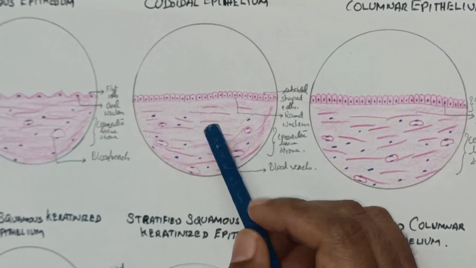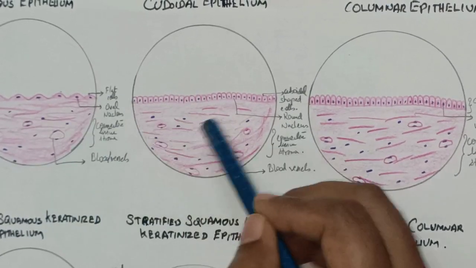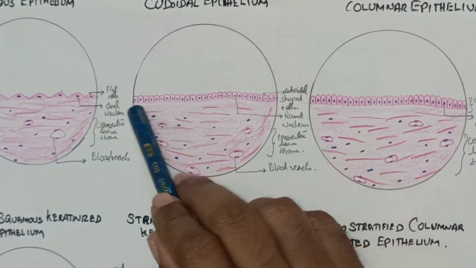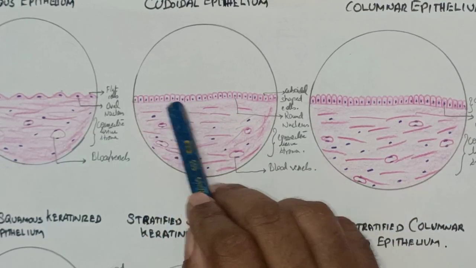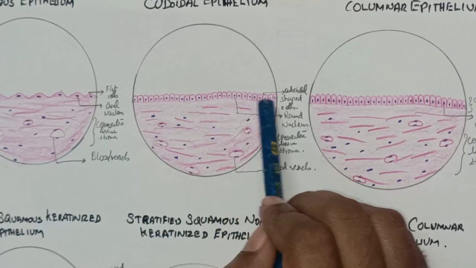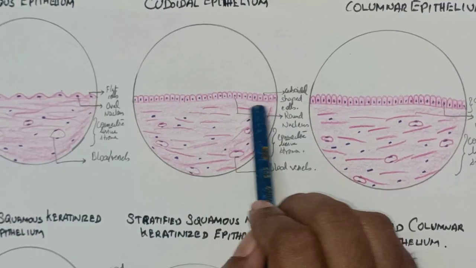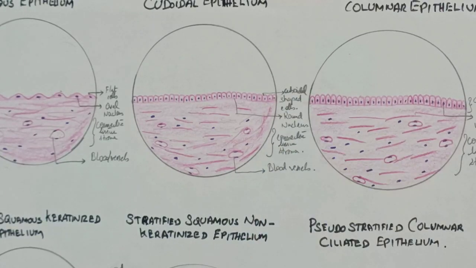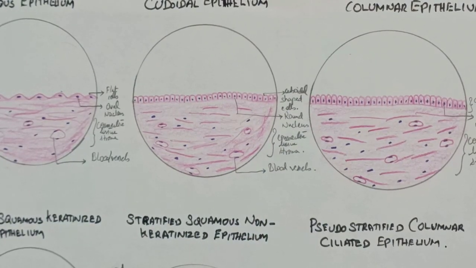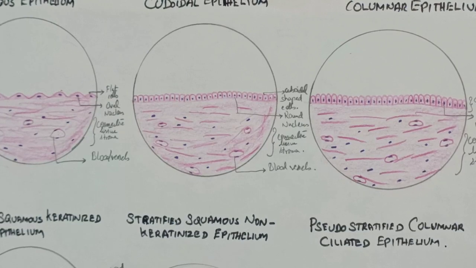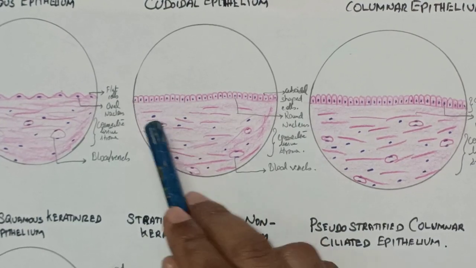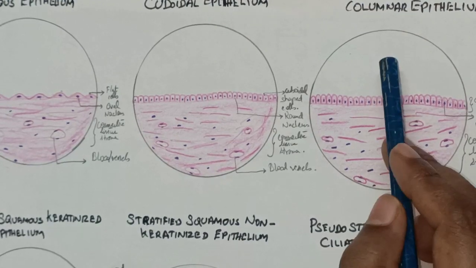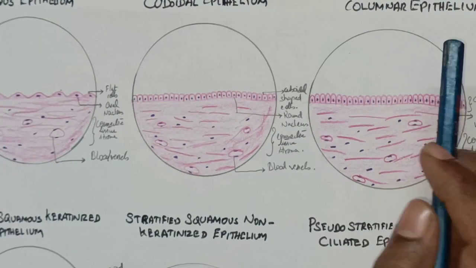One more thing I didn't explain: in epithelium, at the junction between the epithelium and the underlying connective tissue, one small line will be there, on which the cells are seated. That is called the basement membrane. Remember, basement membrane. All epithelium will have the basement membrane at the junction between the epithelial cells and the underlying stroma. So we move on to the next epithelial structure, columnar epithelium.